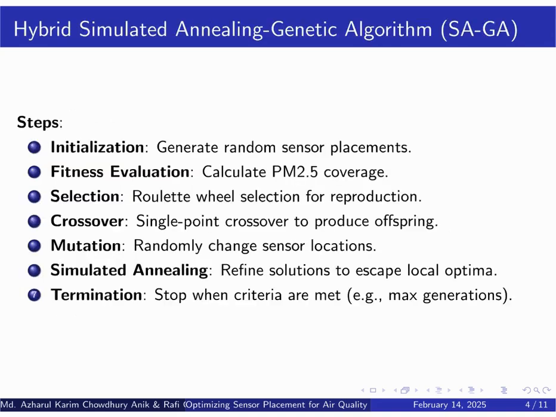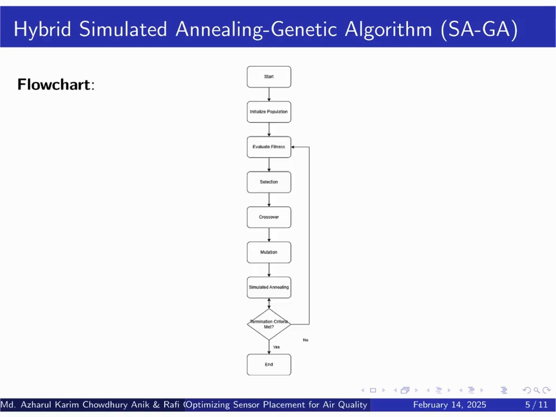We have used a hybrid simulated annealing genetic algorithm. Our approach integrates the strengths of simulated annealing and genetic algorithm for sensor placement optimization. Here is the workflow of our work. At first, we initialize randomly. We randomly generate sensor placements. After that, the fitness evaluation comes in. Each placement is evaluated based on PM 2.5 coverage.